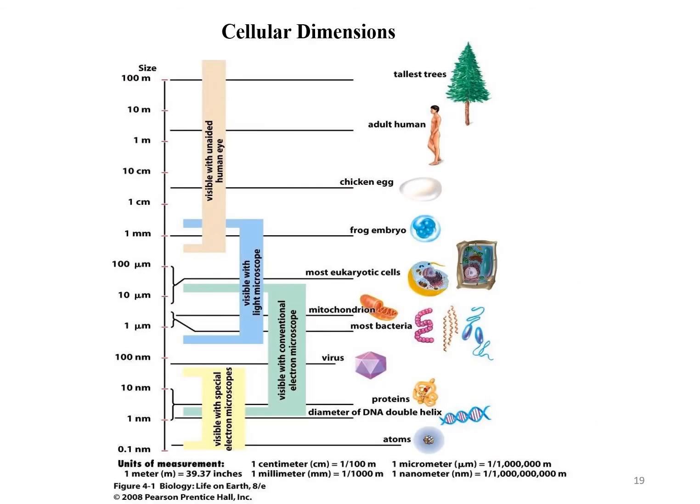This figure shows cellular dimensions. Most cells are small, ranging from 1 to 100 micrometers. If you look at the picture, the cells are of many different sizes and shapes so that they can perform specific functions. The cells in a living organism may be as small as a millionth of a meter, or as large as a meter.